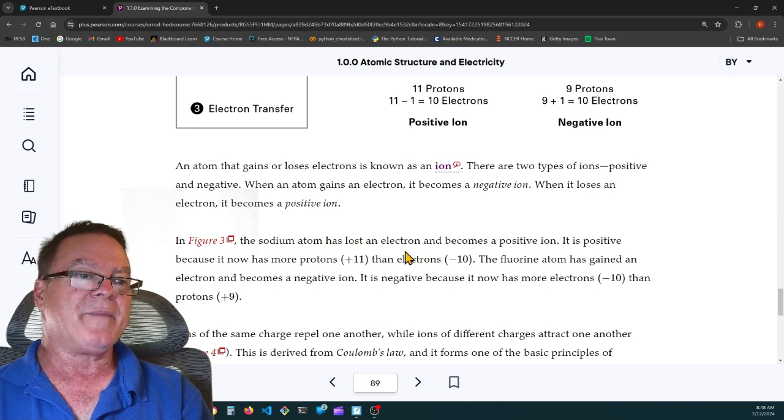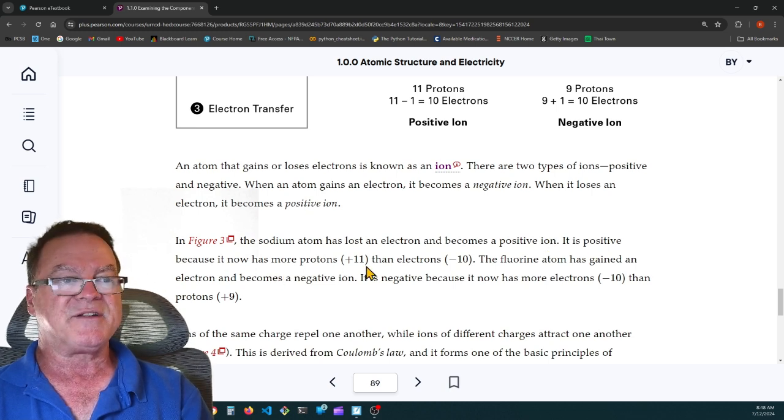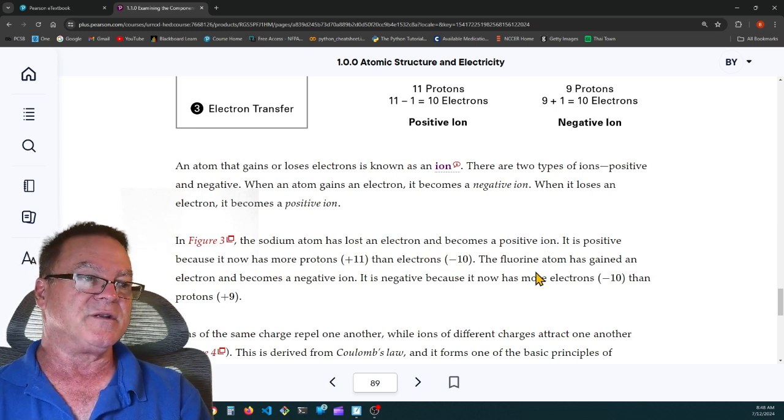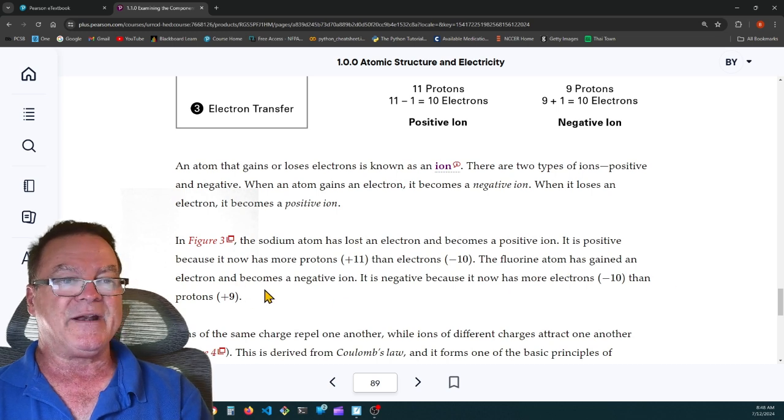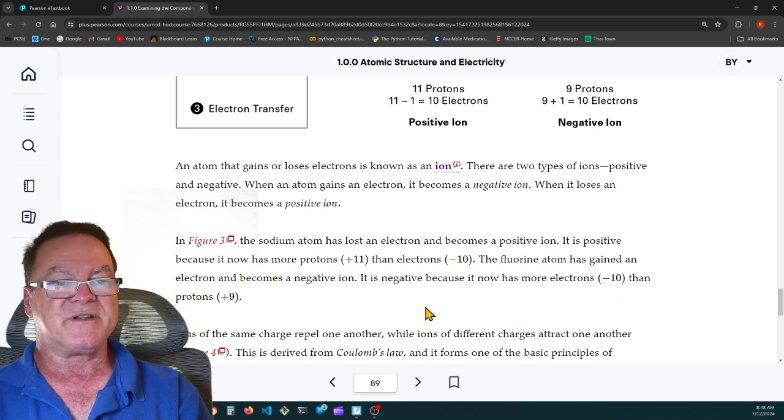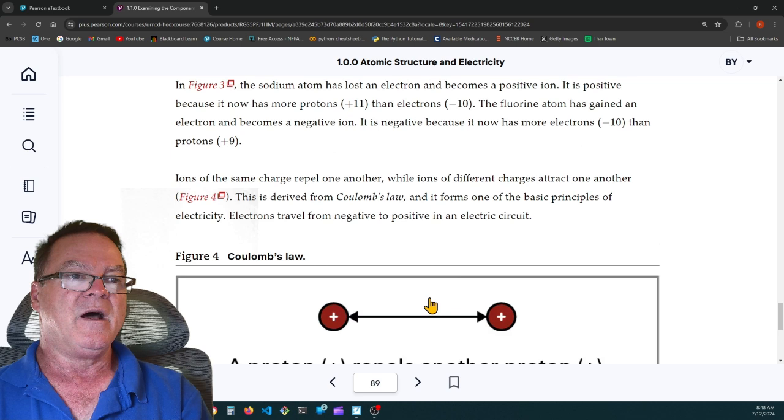So it says in figure 3, the sodium atom has lost an electron and become a positive ion. It's positive because it now has more protons than electrons. The fluorine atom has gained an electron and became a negative ion. It's negative because it now has more electrons than protons.